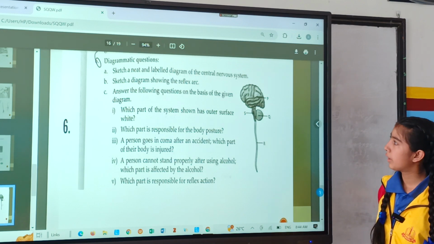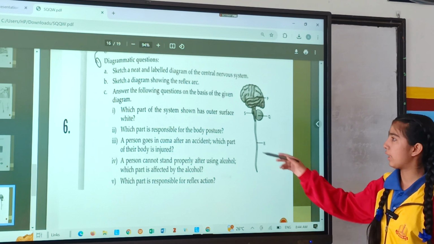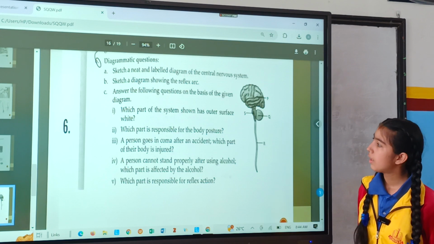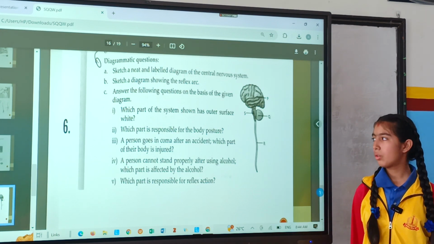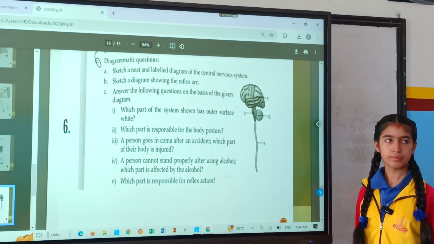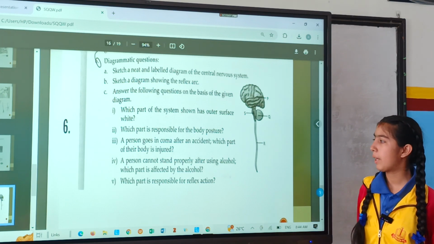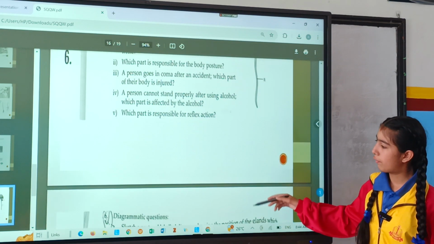Sketch the diagram showing the reflex arc and answer the following questions on the basis of this given diagram. Which of the system shows the outer surface white? Which part is responsible for the body posture? A person goes into a coma after an accident. Which part of the body is injured? A person cannot stand properly after using alcohol. Which part is affected by the alcohol? Which part is responsible for reflex actions?